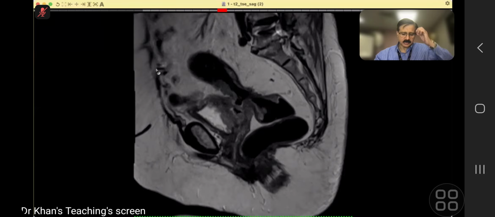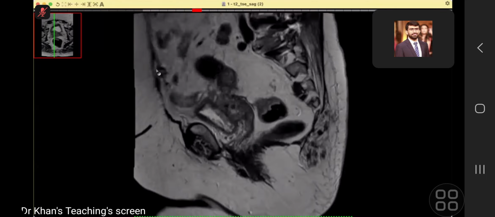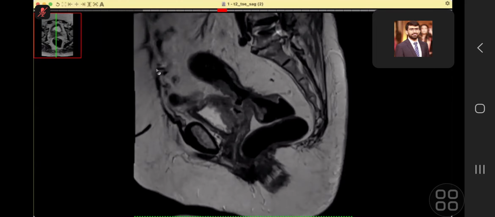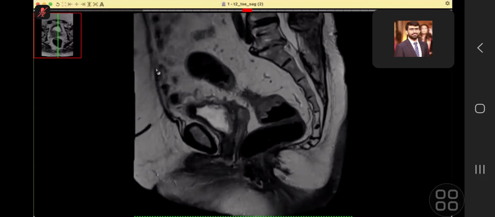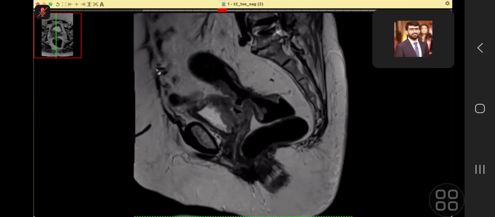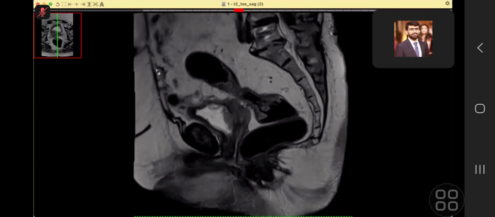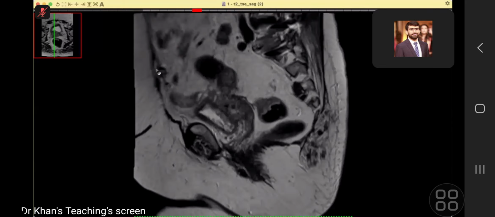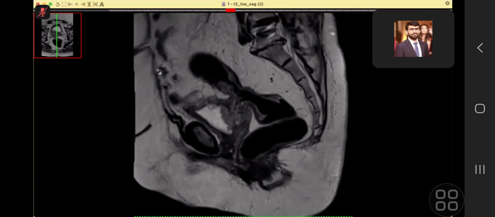Can you see this sagittal now? Yes, sir. In the sagittal, it also appears that the mass has invaded the sigmoid and it has fistulous communication with the sigmoid as well. So there is a recurrent cervical carcinoma which has caused fistulous communication with the bladder as well as with the sigmoid colon. So I would refer the patient to the surgical MDT for further management.